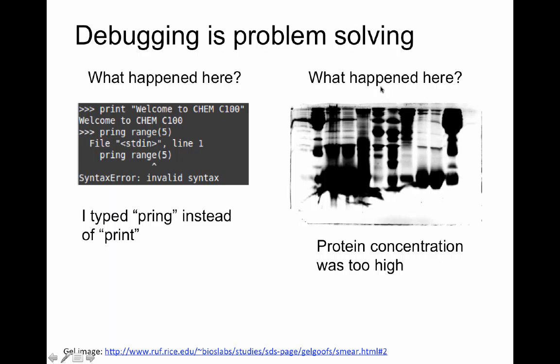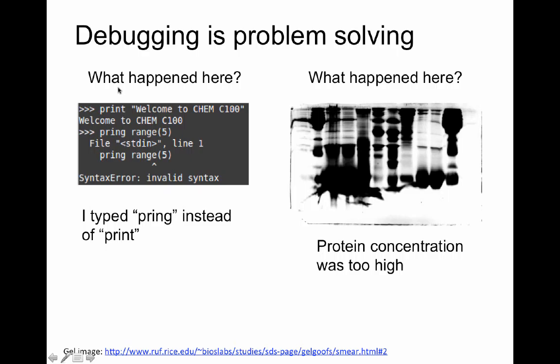So in the case on the right, I can ask, what happened here? And I show you a picture of a hideous gel, and just by working through the steps or maybe trying to figure out what you did, you might find out that the protein concentration was way too high. You might figure that out just by looking at this, or you might figure it out by problem solving. But that's the same exact thing you would do for a computer error.